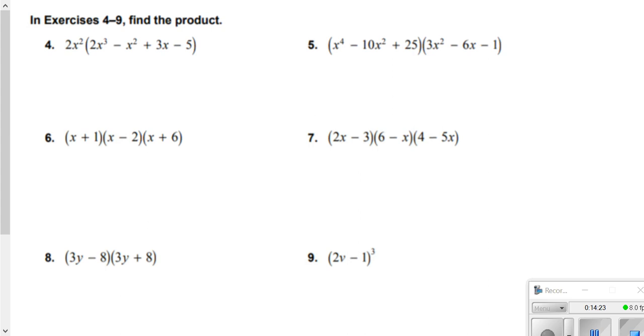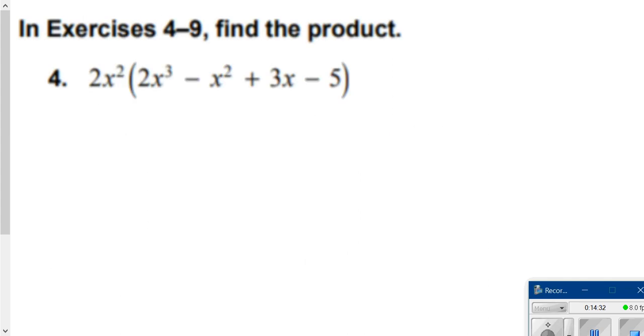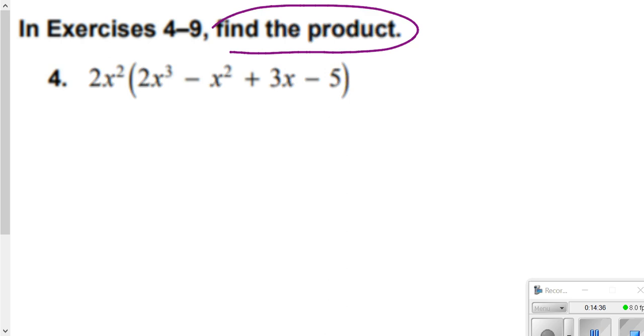All right, there are 6 more problems at the bottom of the page. I'm going to do 3 of them with you. Please note that the directions here say find the product. Find the product means that you are multiplying. Okay, a product is the result of a multiplication problem.